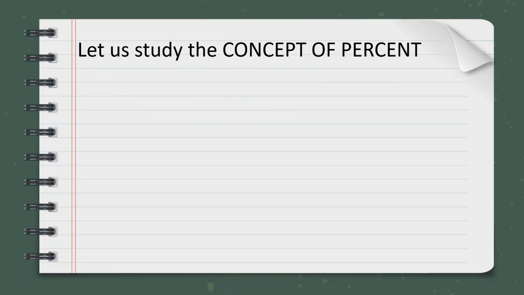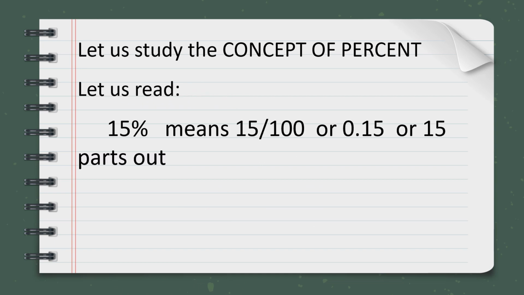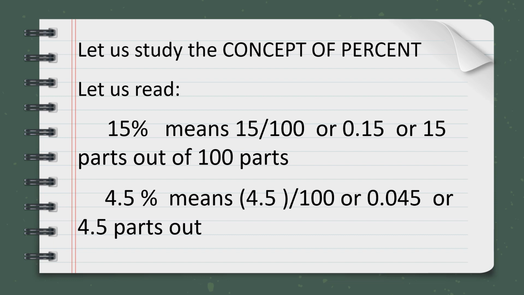Let us now study the concept of percent. Let us read. 15% means 15 over 100 or 0.15 or 15 parts out of 100 parts. 4.5% means 4.5 over 100 or 0.045 or 4.5 parts out of 100 parts.